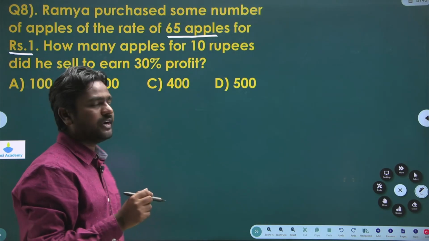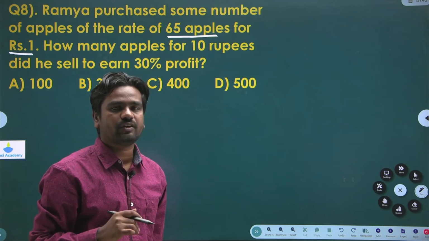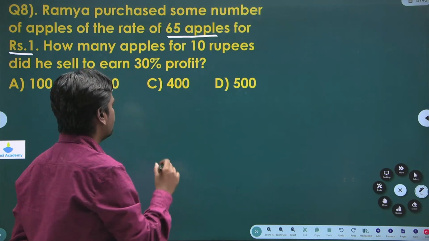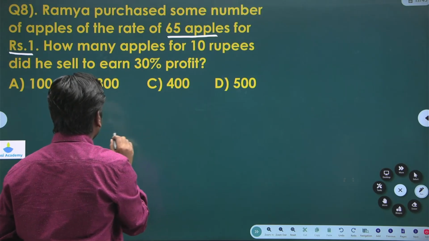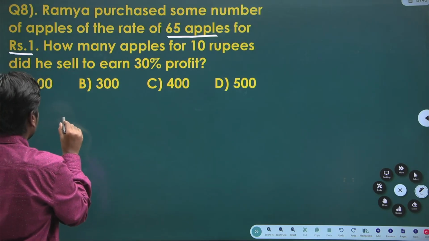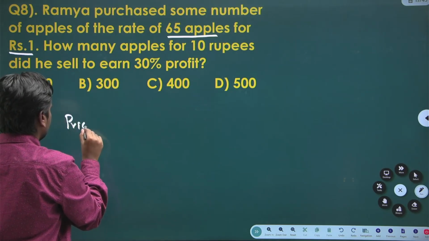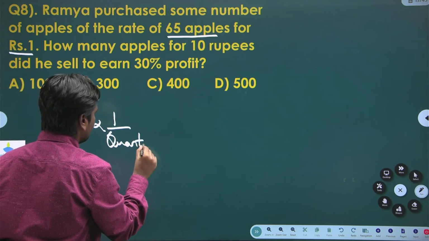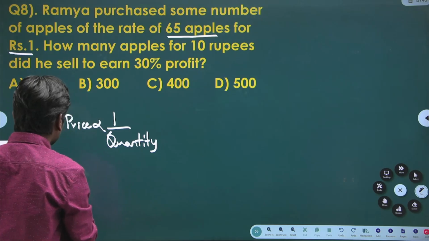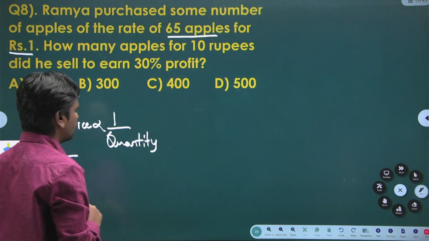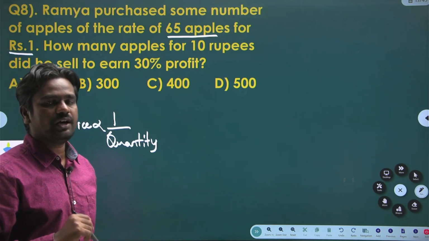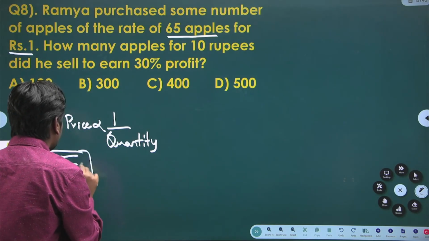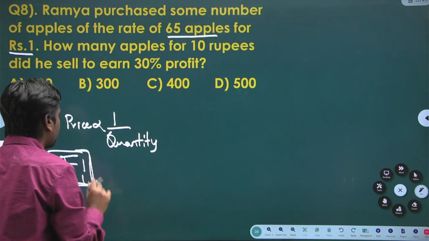Okay, here we will find for 1 rupee how many apples he is selling. So as I have told you, price is inversely proportional to quantity, if we are considering in terms of only 1 rupee, or some fixed rupees.